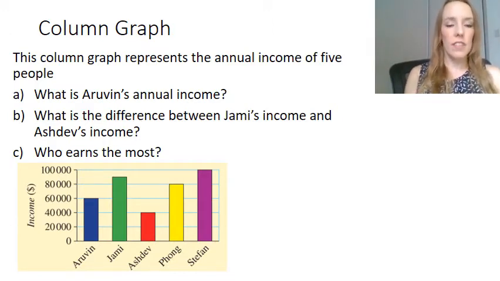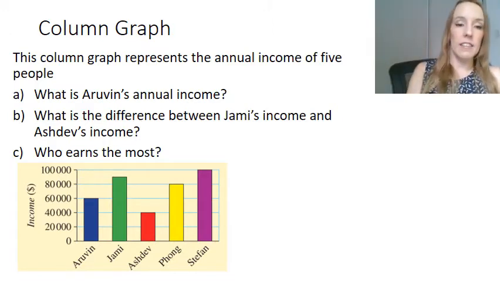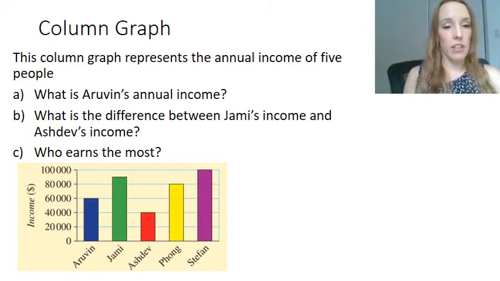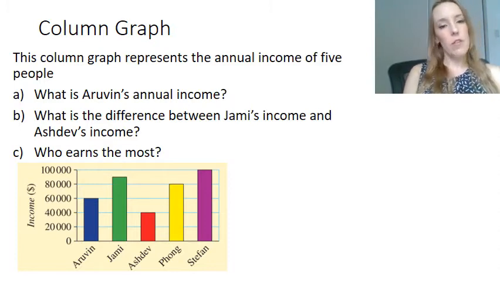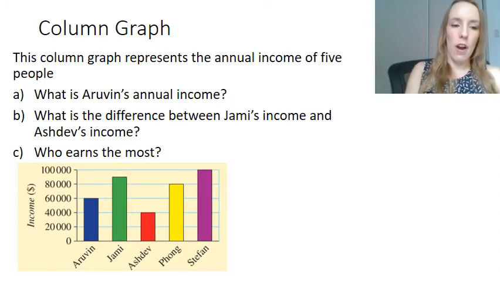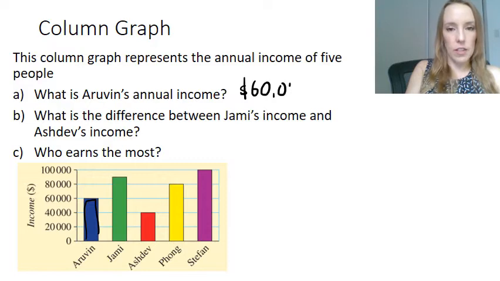So the column graph down there, obviously, we can see that there's an issue. It doesn't have a title, so it should have had a title. But the column graph represents the annual income of 5 people. So what is Aruvin's annual income? So we're going to find Aruvin on our x-axis, which also should have had a title. This is him here, or her, Aruvin, and we'll look at their annual income. So their annual income, we can quickly see, is $60,000.